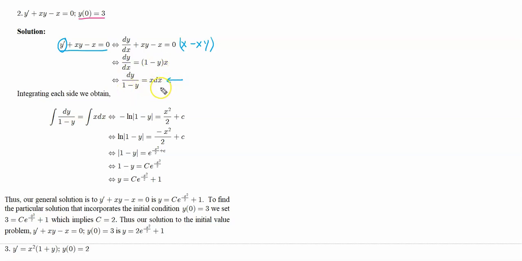Okay, you see that? All right, just move the dx over here, x dx, and 1 minus y divided to the left hand side, dy divided by 1 minus y, and there you go. Now everything is separated. All the y's and dy's are on the left hand side, and the x's and dx are on the right hand side. Now what we have to do is integrate both sides. So down here we are integrating both sides. Now the antiderivative of 1 over 1 minus y is negative the natural log of the absolute value of 1 minus y.